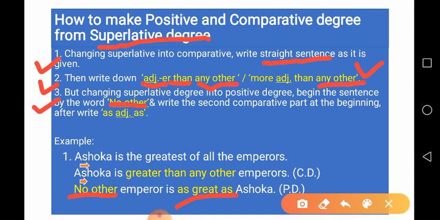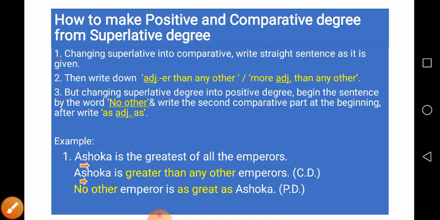While making comparative from superlative, we add any other. What is any other? And while making positive degree, we begin the sentence with no other, and adjective is written in as form. So, that is what we do while making positive and comparative degree. Now, let us know in detail with the example.